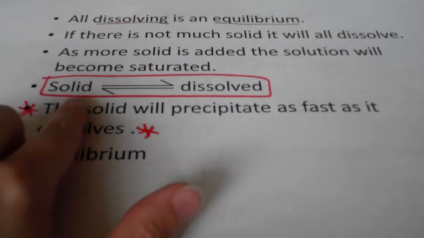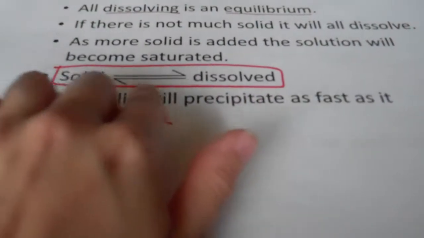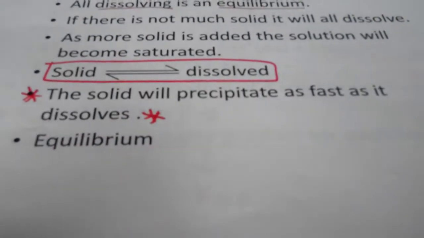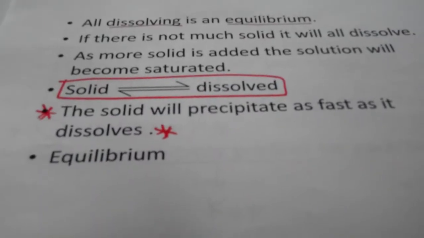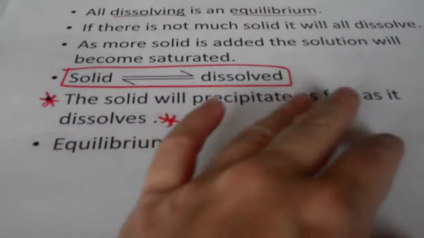So this is when you go back and forth between a solid and being dissolved. So you have a back and forth reaction going on. So we're in an equilibrium spot. So the solid will precipitate, or turn into a solid, as fast as it dissolves. So it will dissolve and go back to solid very quickly. This is an equilibrium state.